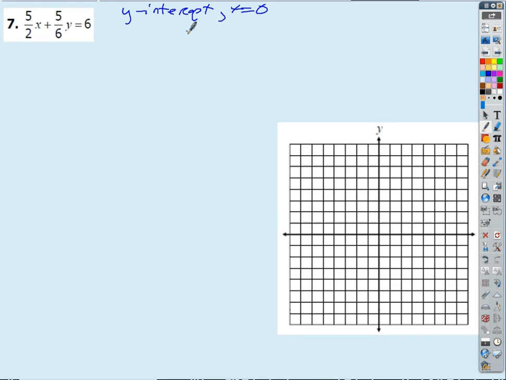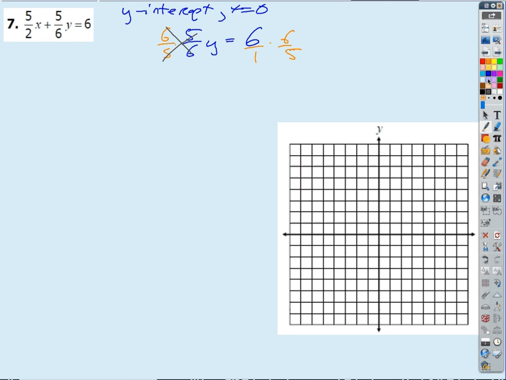And I end up with the equation 5/6 y equals 6. Okay, that's not so bad. What do I have to do to undo multiplying the y by 5/6? Multiply by 6/5. And really 6 is just 6 over 1, right? So what do we end up with then? These guys cancel.